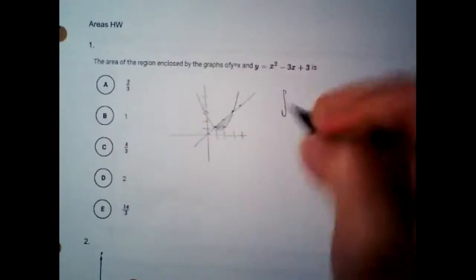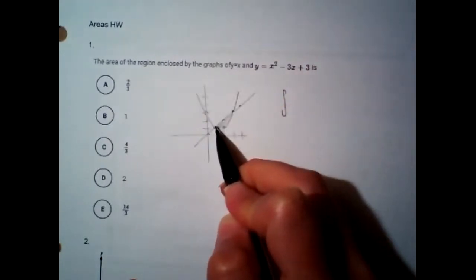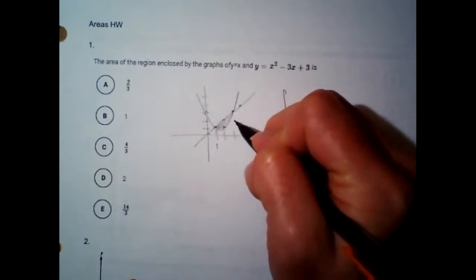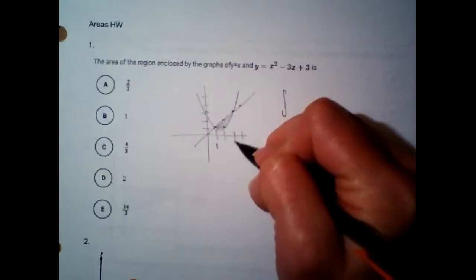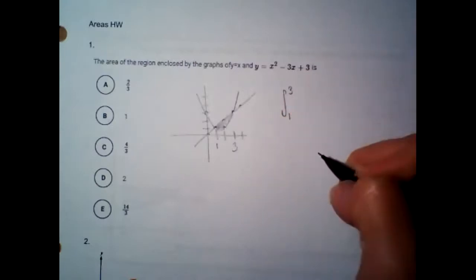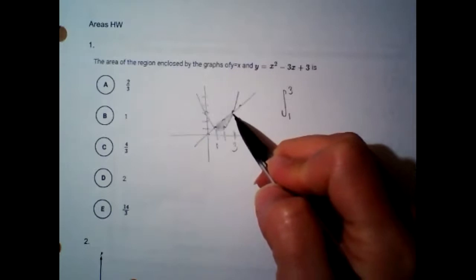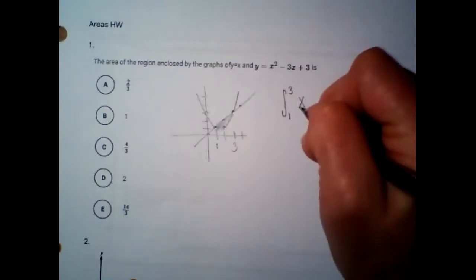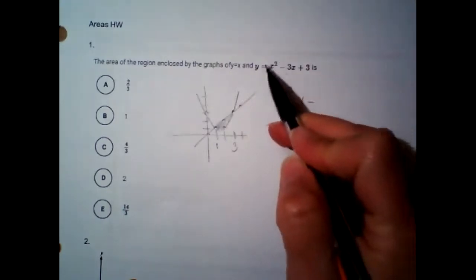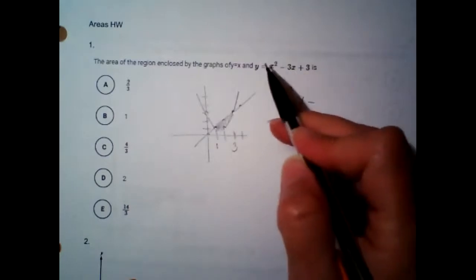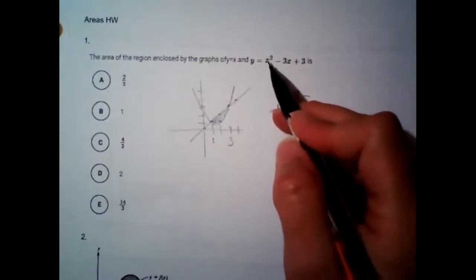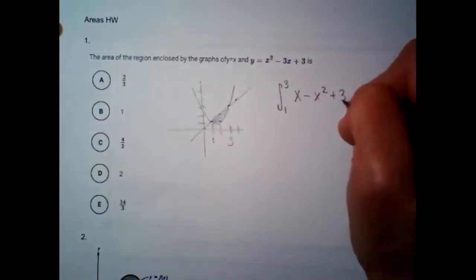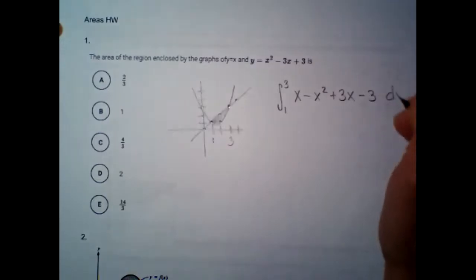And so our integral is going to be from here to here, where the two intersections are. So this intersection was at 1, and this intersection is at 3. So we're going to integrate from 1 to 3, and it's the upper graph minus the lower graph. So the upper graph is the line, so that one's x, minus the parabola. So I want to subtract this whole thing. So I'm just going to go ahead and distribute the negative signs through that. So that'll be minus x squared plus 3x minus 3 dx.